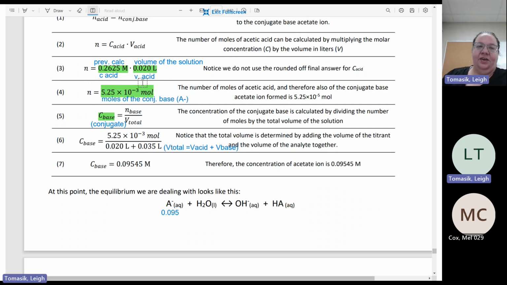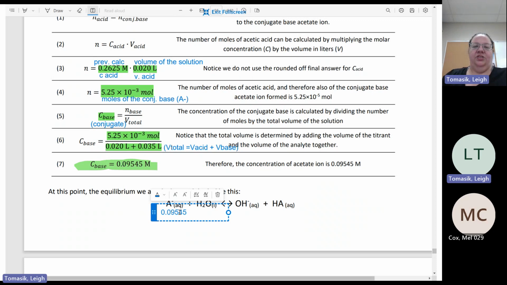So I took that calculation, that 5.25 times 10 to negative 3, and it goes into finding the concentration of this base. The moles come from that calculation, and the volume comes from adding the acid and base volumes together, right? And then we get this concentration of the base here. So whatever you calculate here is the amount of this that we start with.